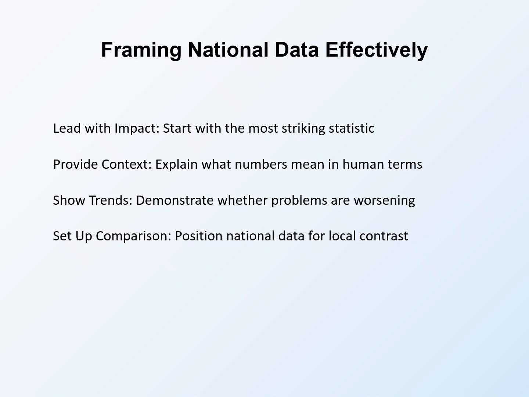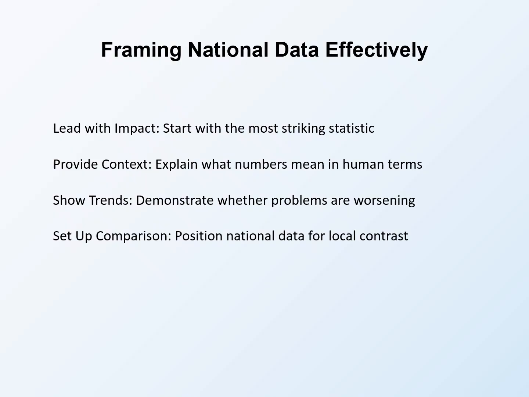How you present national data matters as much as what data you choose. Lead with impact by starting with your most striking statistic. An alarming or surprising number captures attention. "Nearly 40 million Americans lack consistent access to adequate food" creates more impact than discussing food security statistics abstractly. Provide context by explaining what numbers mean in human terms. Statistics alone can feel abstract. Translate percentages into people affected. If 12% of a population experiences a condition, state that this represents X million Americans facing daily challenges.